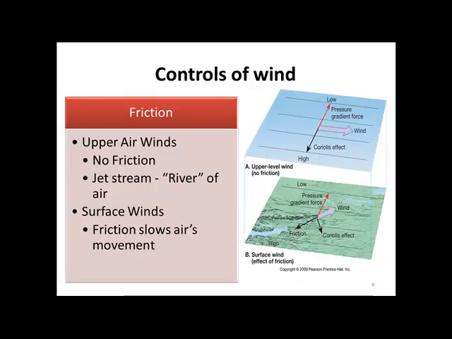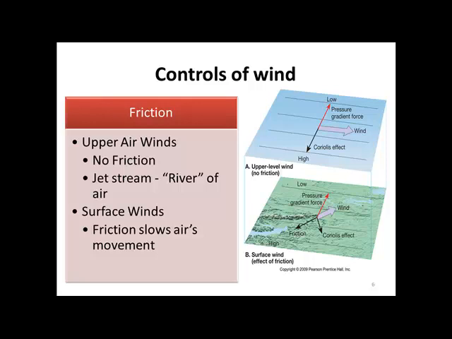The next control on wind is friction. Air in the upper atmosphere is not really talking about air really high up, like in the thermosphere where we were talking about the different spheres of the atmosphere. When we're talking about these types of controls, air pressure and wind, we're primarily only talking about air in the troposphere, that first layer, before you hit the ozone layer. So we're discussing air in that troposphere.